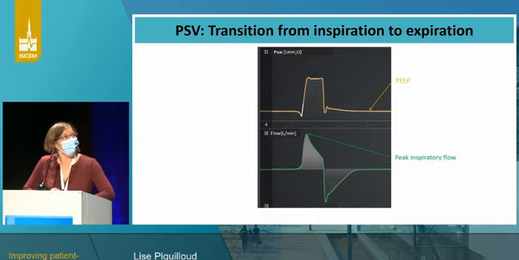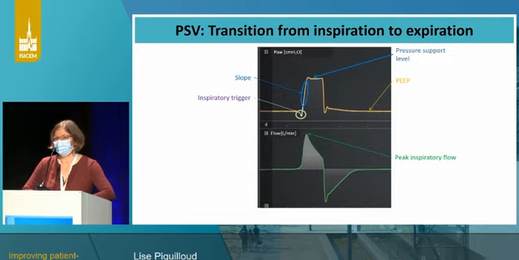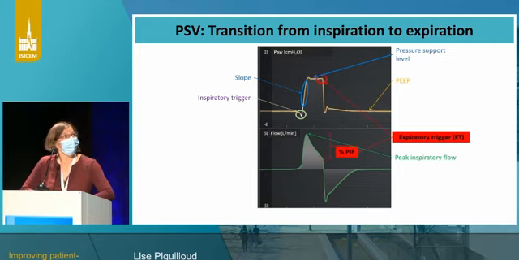Here, you have pressure support ventilation. You recognize trigger with the threshold you set in the ventilator. Then you have pressurization with the slope, the time that is needed to reach the amount of pressure support you deliver, and then the delivered support at the pressure support level you've set. And finally, you have the transition from inspiration to expiration.